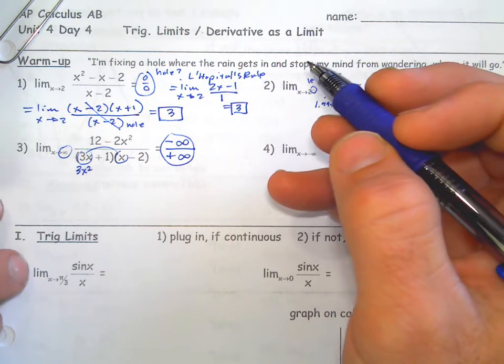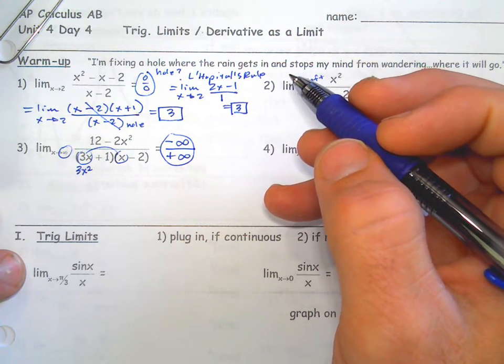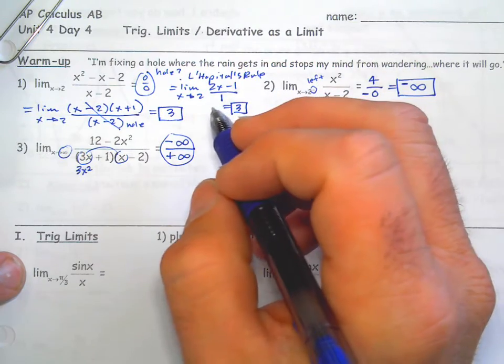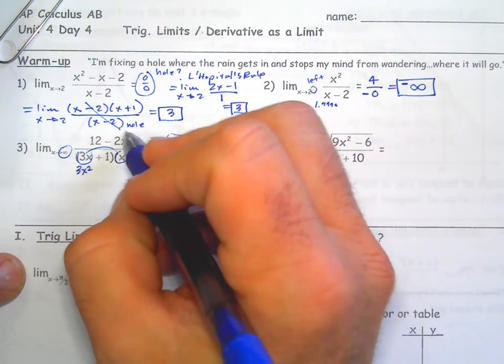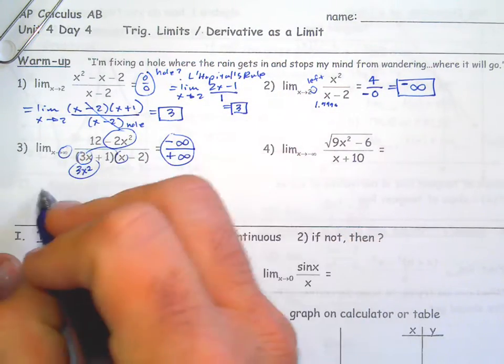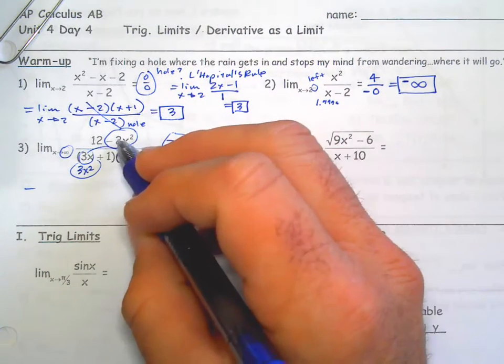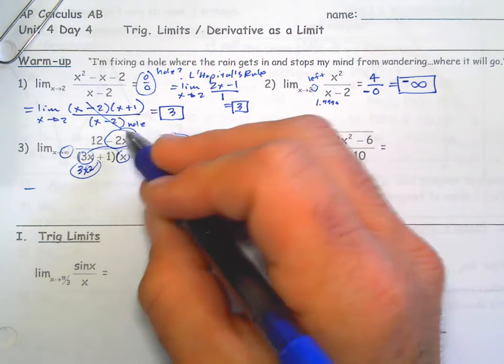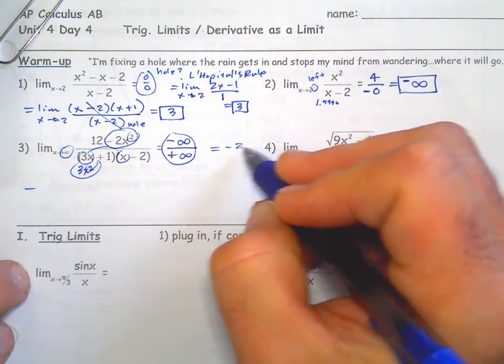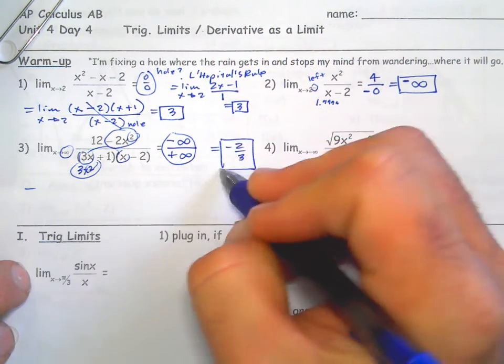And you could do L'Hopital's rule. I wouldn't recommend it on this one. It would take a couple steps of it. But we're looking at the dominant terms. When we go to infinity, we can look at the dominant terms and just say, okay, well, they have the same degree, so it's going to be the ratio of the coefficients. It's going to be negative 2/3. Done. That's a fast way of doing it.